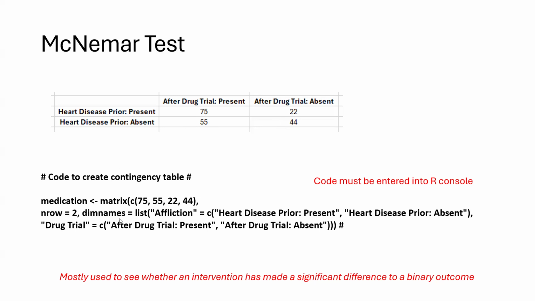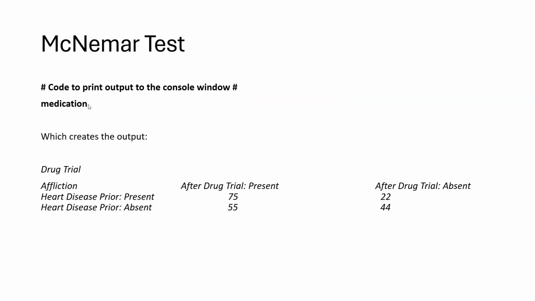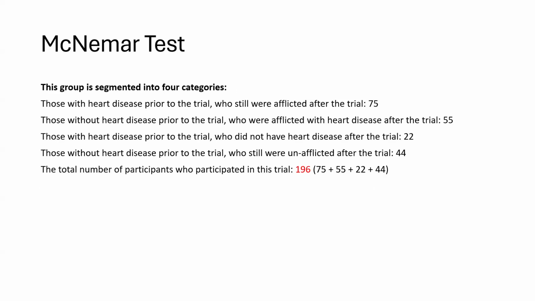We have 2 rows. Dimension names equal affliction, those being heart disease present and heart disease absent. And then for our rows, drug trial, we have after drug trial present and after drug trial absent. If we run the name of our matrix, medication, we should see the following output in our R console. You can modify the code in the video description to suit your needs for whatever the example may be that you're working with.